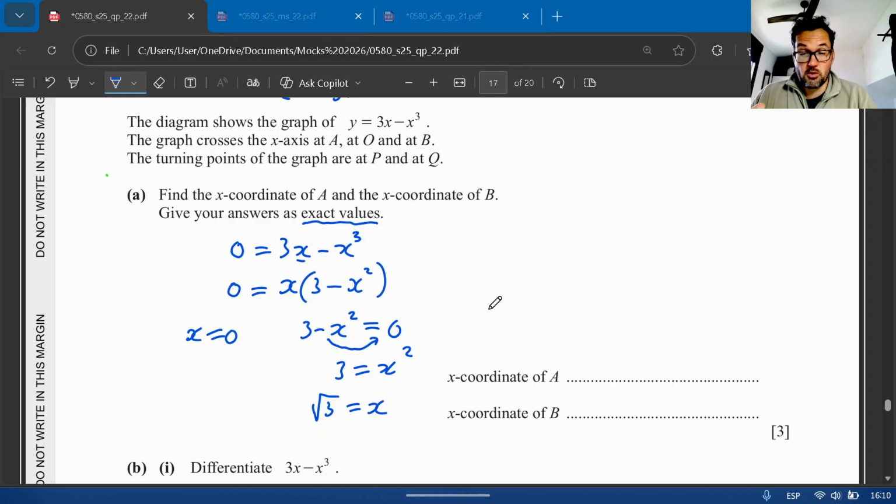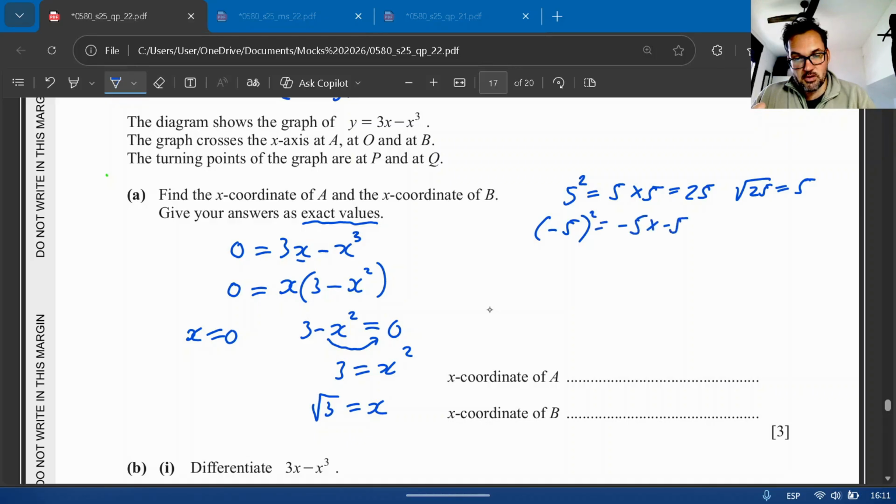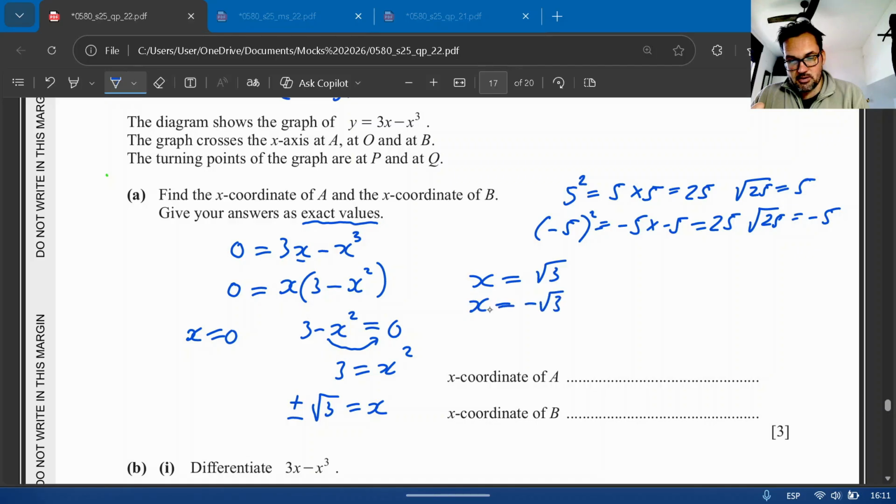Let me just go quickly through why again. Let's look at the example 5 squared, right? 5 squared is 5 times 5, which is 25. That's why the square root of 25 is 5. But if we square a negative 5, which is minus 5 times minus 5, note that you have to use the brackets, that will also be 25. So that means the square root of 25 can also be negative 5. Same here. Square root of 3 is both positive and negative. So that means x can be square root 3 and x can be negative square root 3.